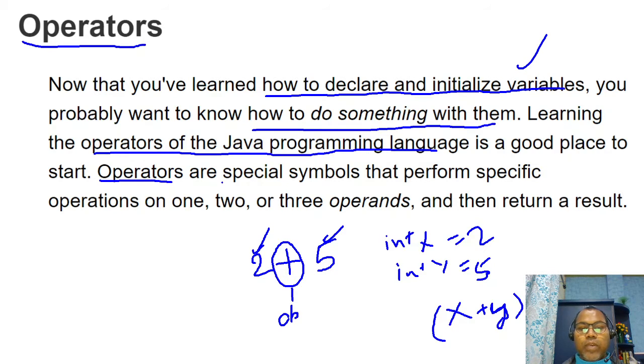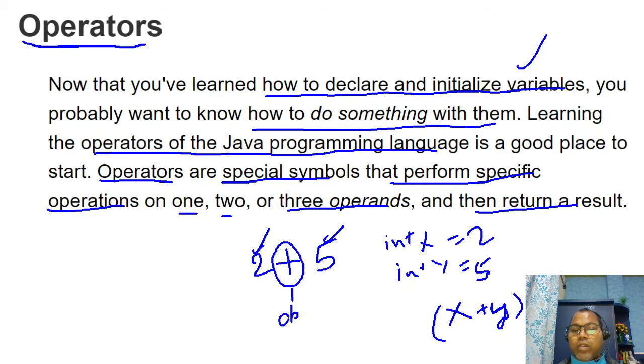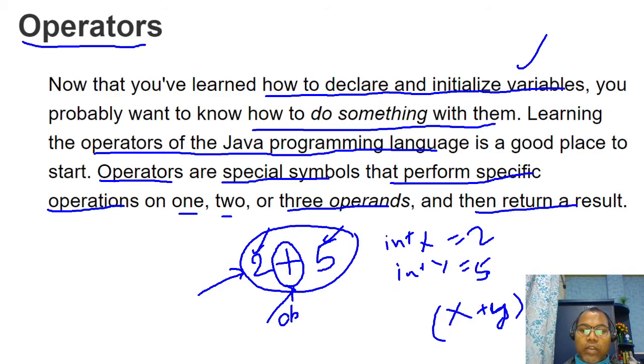Operators are special symbols that perform a specific operation. This operator is a special symbol in Java, and it has a specific meaning, and they have one or two or three operands and a result. Here these are your operands, this is your operator, and you do the calculation and get 7 as the result. So this is the result. This is your operator, and these two are operand 1 and operand 2.